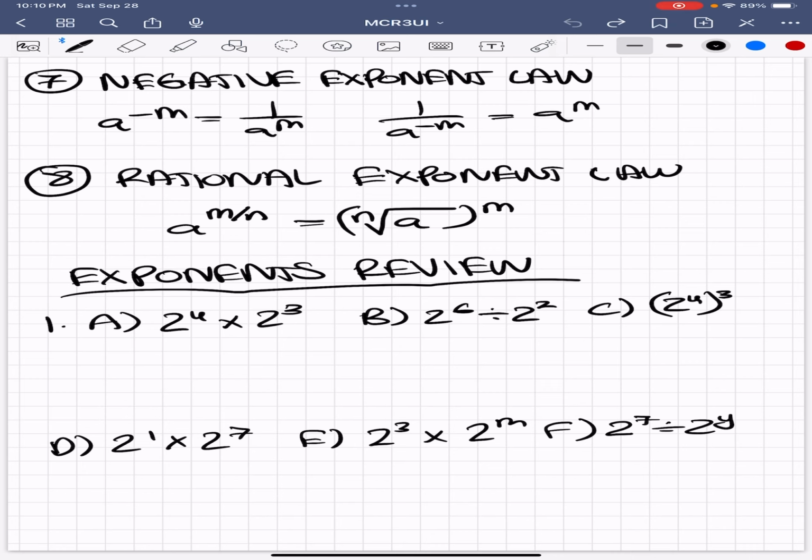So in this question we have 2 as a common base. Using product of powers, the first exponent law, we add the exponents together to get a final answer. So equals 2, 4 plus 3 is 2 to the power of 7.